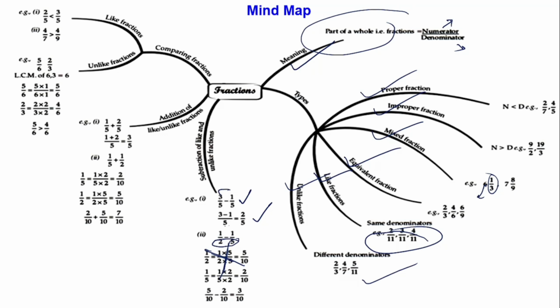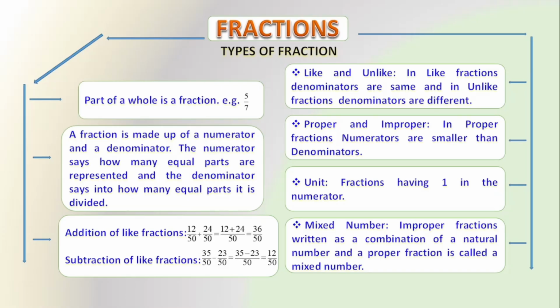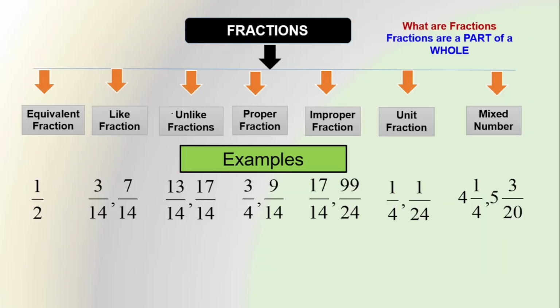Simply write down the 5, then 1 plus 2, that is 3 by 5. Okay, now types of fractions. Part of the fraction you already know. What is a fraction, what are equivalent fractions. Equivalent fraction examples: suppose 1 by 2, its equivalent is 2 by 4 or 3 by 6. These are the equivalent fractions. Like fractions have the same denominator. Okay, so completed.